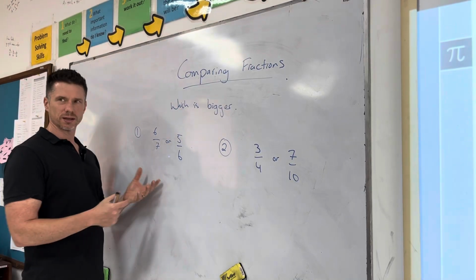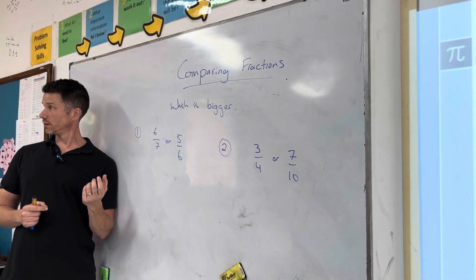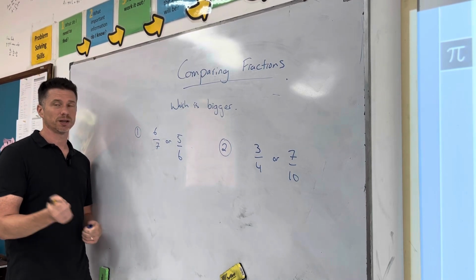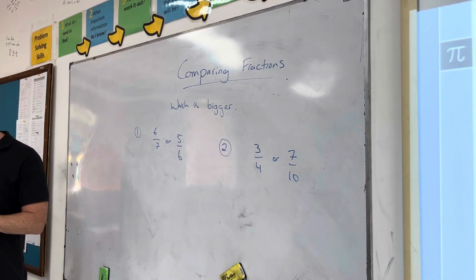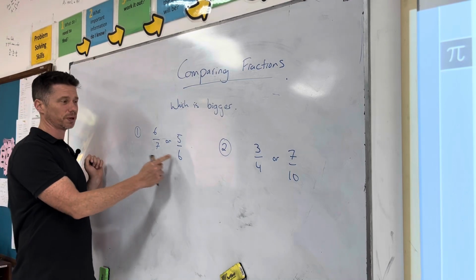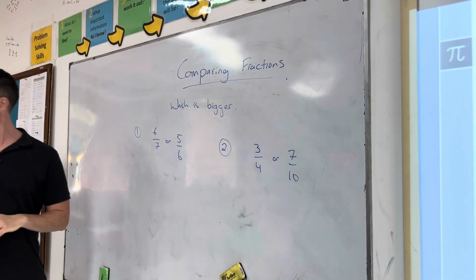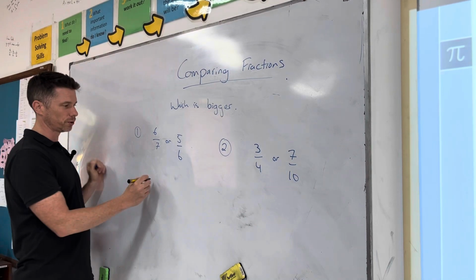So I want to get the same denominator so they can be compared. A good way of getting a denominator, if you're not sure how, is just multiply these two numbers together, 7 times 6, and that will definitely be a multiple of both. So 42.